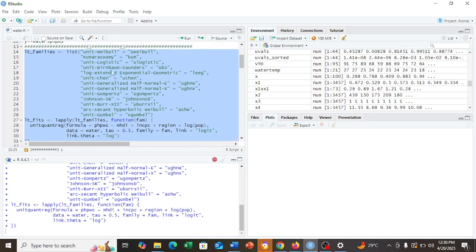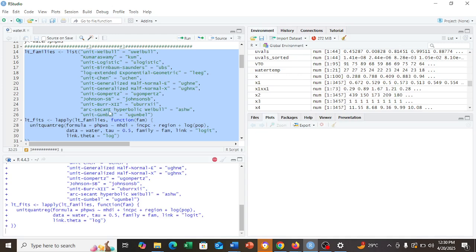Distributions include the unit Weibull, the Kumaraswamy, unit logistic, unit Birnbaum-Saunders, log-extended exponential, geometric. We also have the unit Chen. The unit generalized half normal E. Unit generalized half normal X. We have the unit Compertz. We have the Johnson SB. We have the unit XIMP.